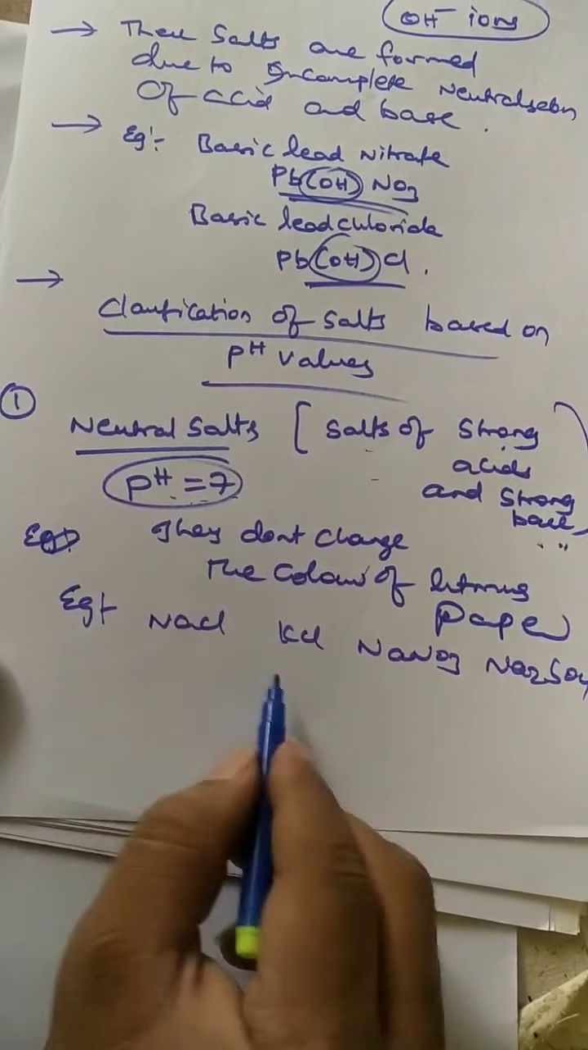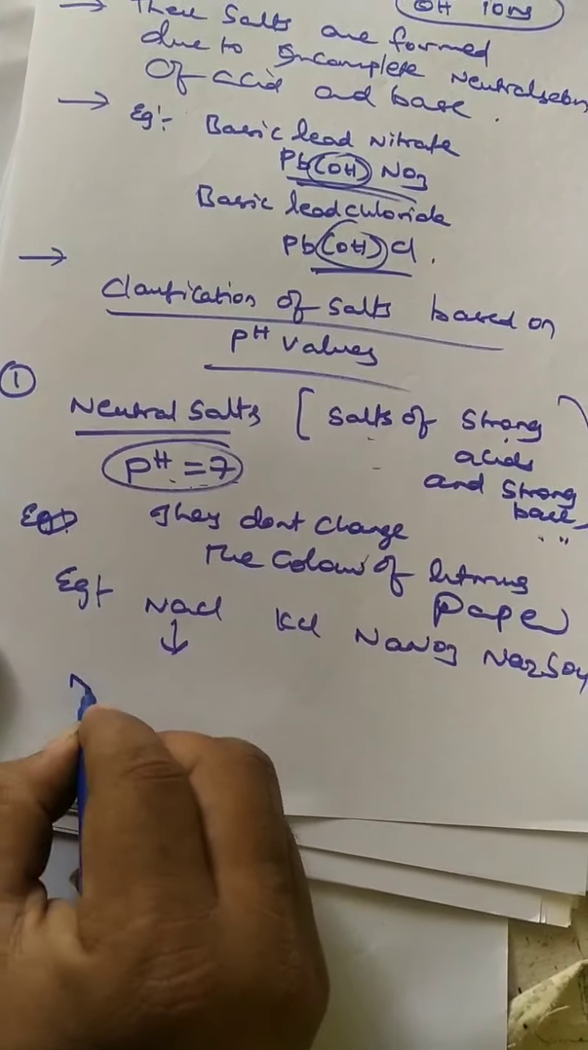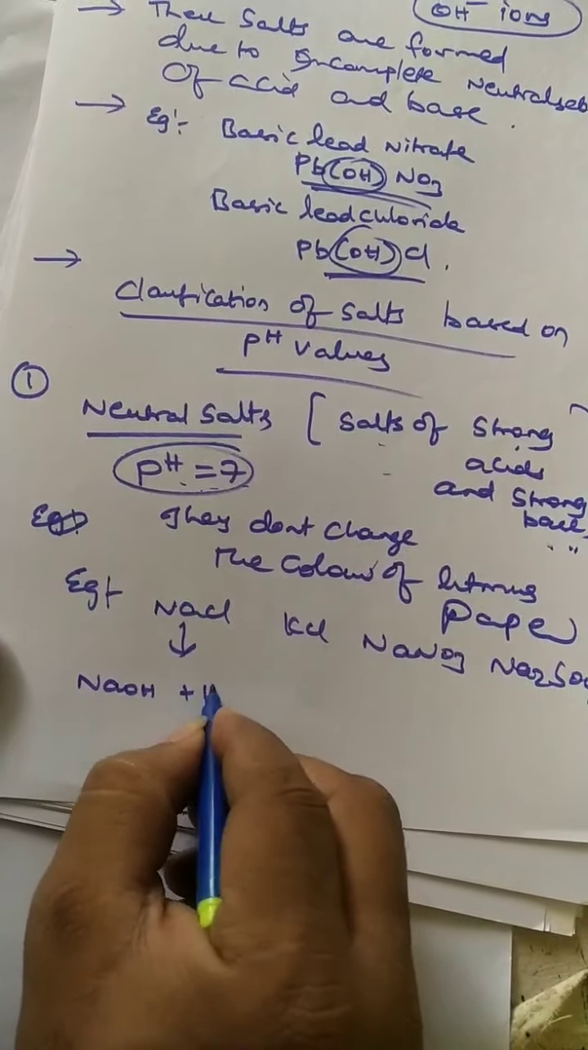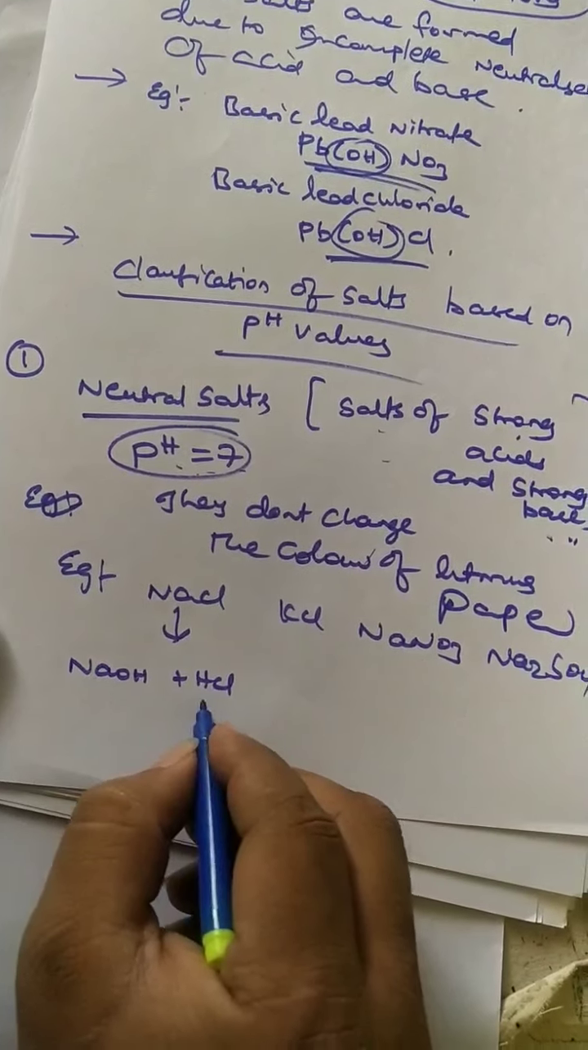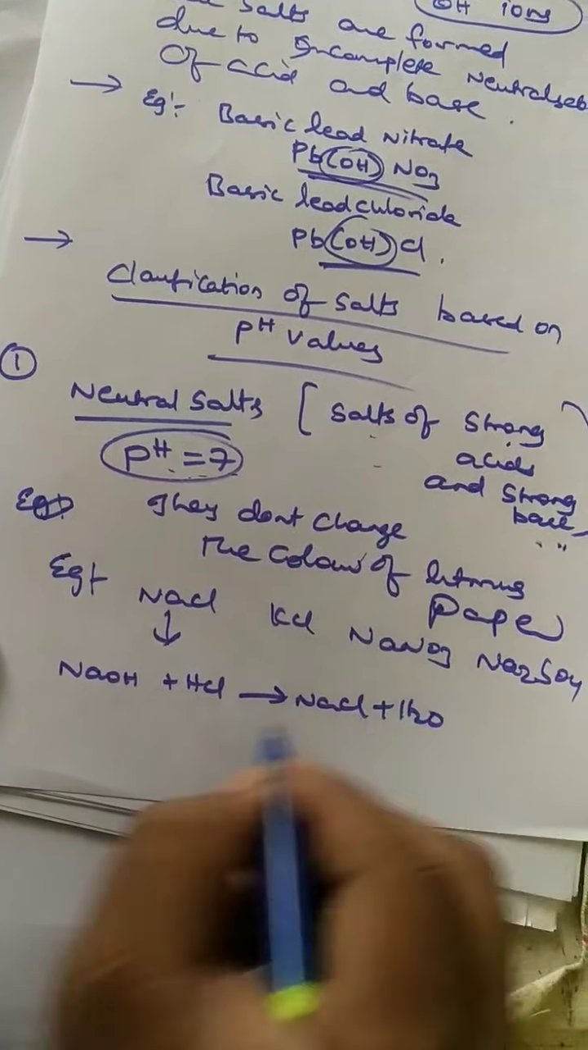pH value, aqueous solutions of these salts can't change the color of the litmus paper. You know how NaCl is formed? Strong acid HCl, strong base NaOH. So what will you get? NaCl plus H2O, complete neutralization.